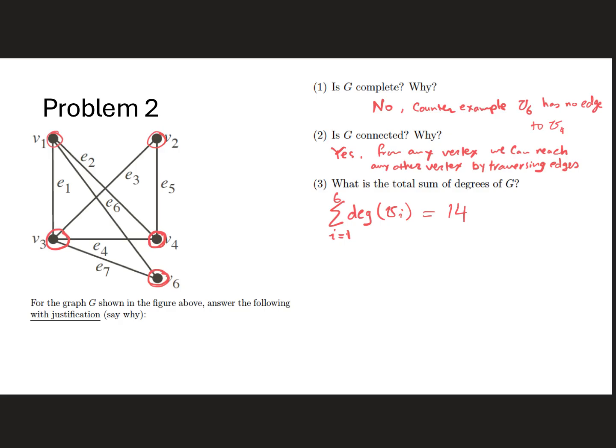And we could have found this also by saying what? There is a theorem that says that this sum is also equal to 2 times the number of edges, right? And we know here that we have 7 edges. So we know that this sum is equal to 14, right? So that's another way to do it, okay? Using that theorem.